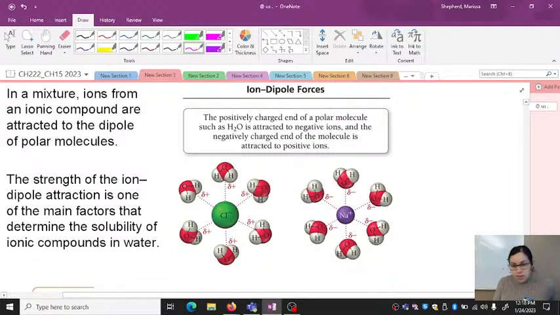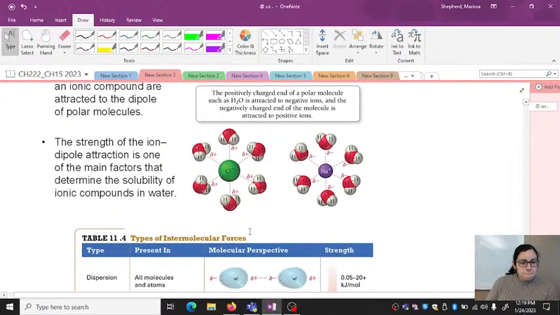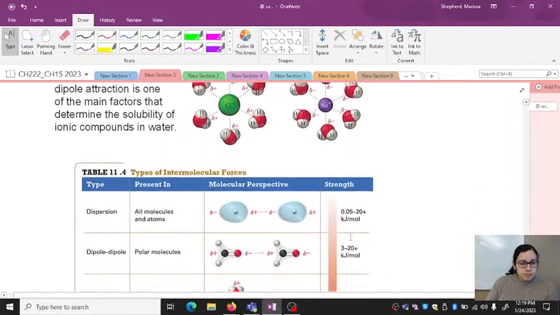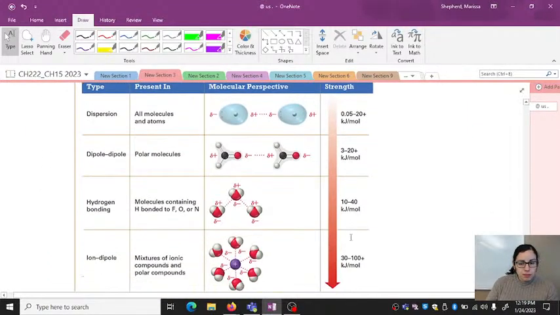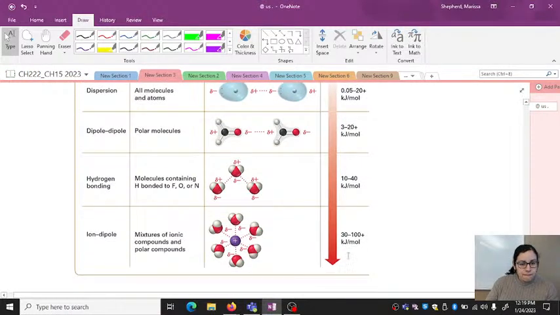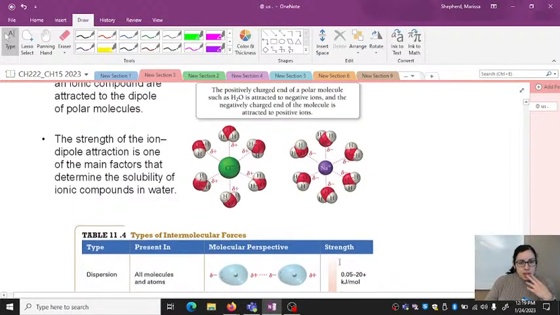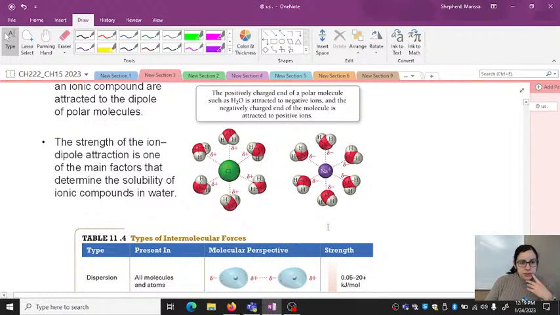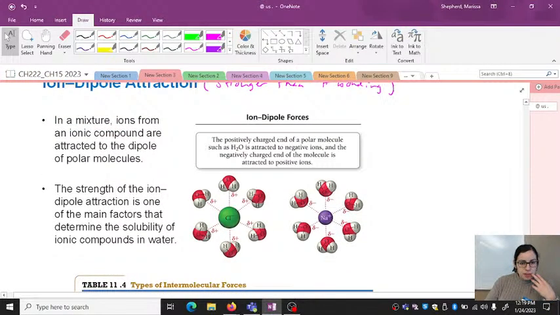And again, same thing happens to the chlorine anion now, except, of course, the difference is that the hydrogen positive ends are going to be oriented towards the chlorine, solvating that. And so the ion-dipole, it doesn't really come up unless we're talking about ionic compounds.